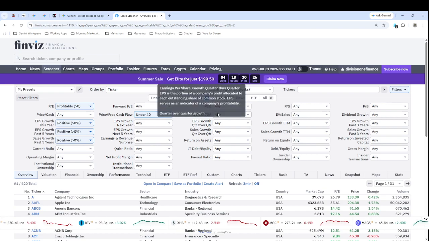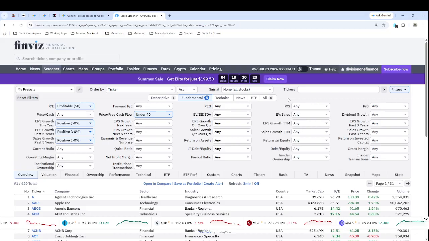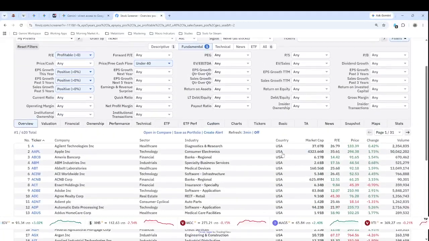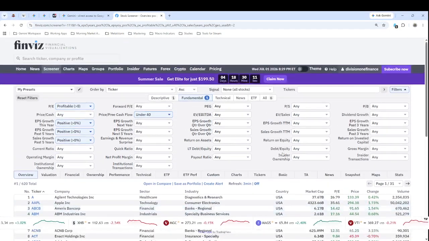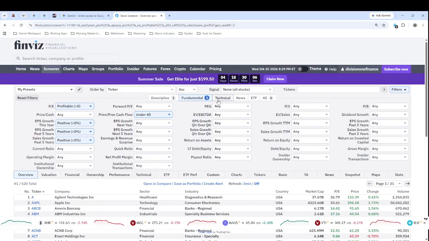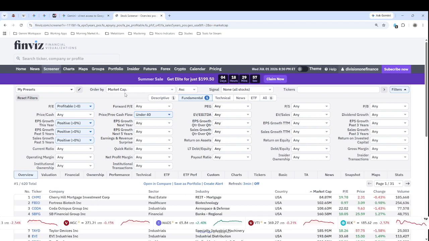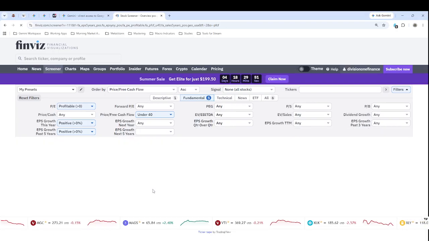All right. So from here, the next thing I want to do is get a sorting going, right? 620 companies, that's 31 pages. I don't want to look at that many companies. I don't want to go from point A to point B. So I'm going to sort this out by price to free cash flow.